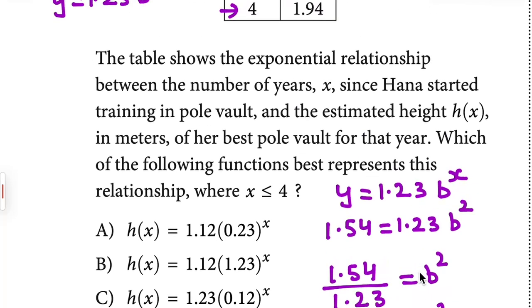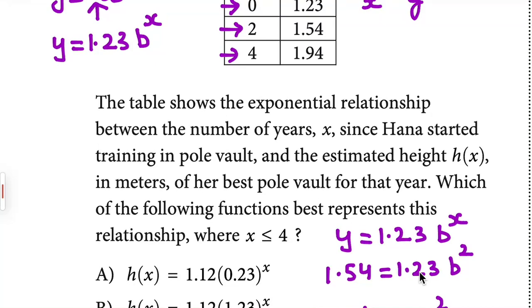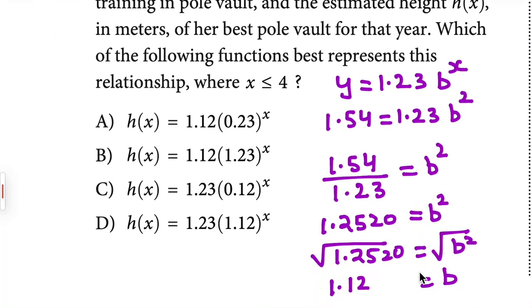Now we have the value of a, we have the value of b. So let's substitute here. y is equal to 1.23 times 1.12 to the power x. So D is the right option.